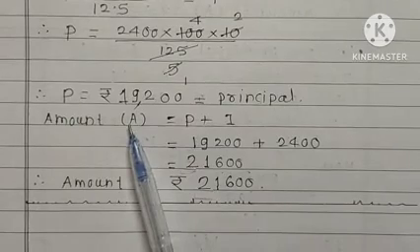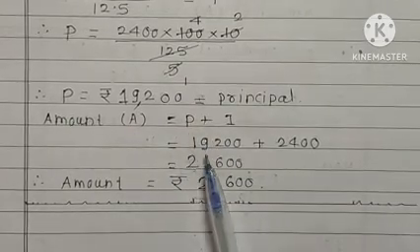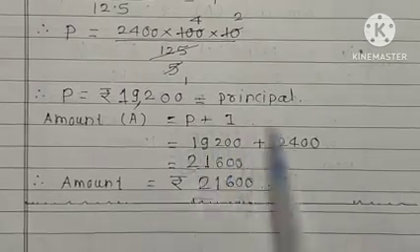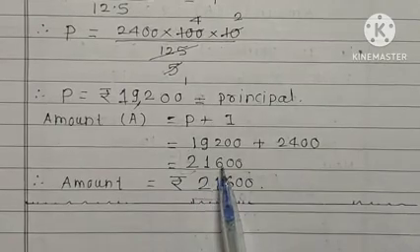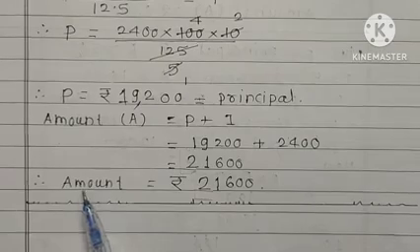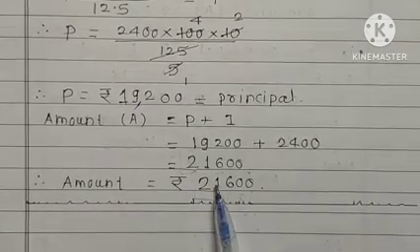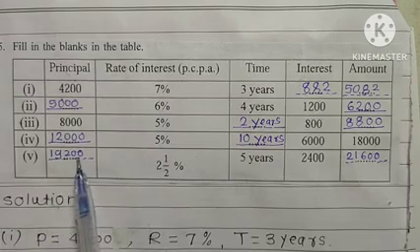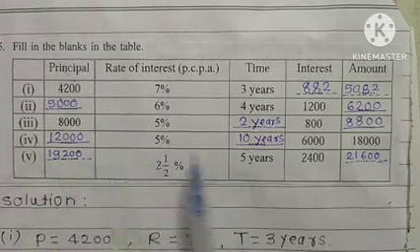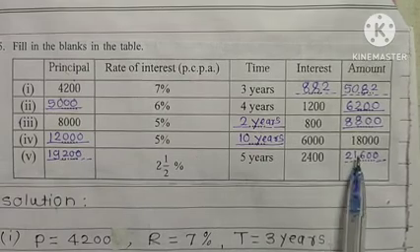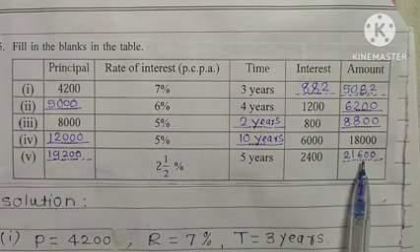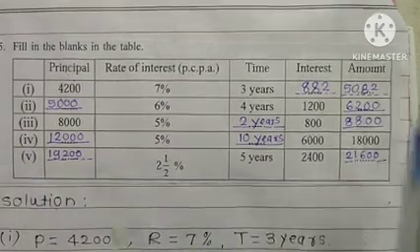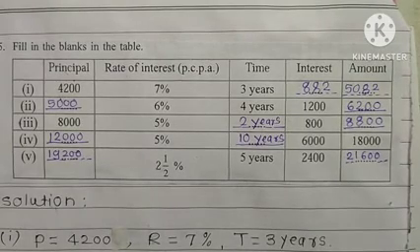We have to calculate amount also. So amount A is equal to P plus I. P is 19,200 plus I 2,400. Addition will be 21,600. That means amount is equal to rupees 21,600. Principal P 19,200 and amount A 21,600. So friends, in this way we have completed this table, filling the blanks.